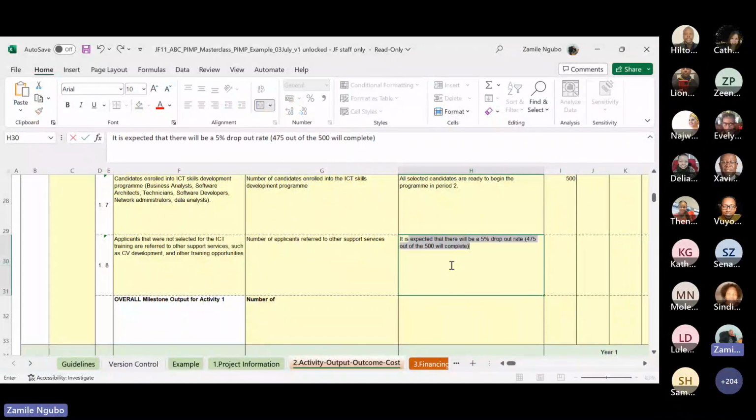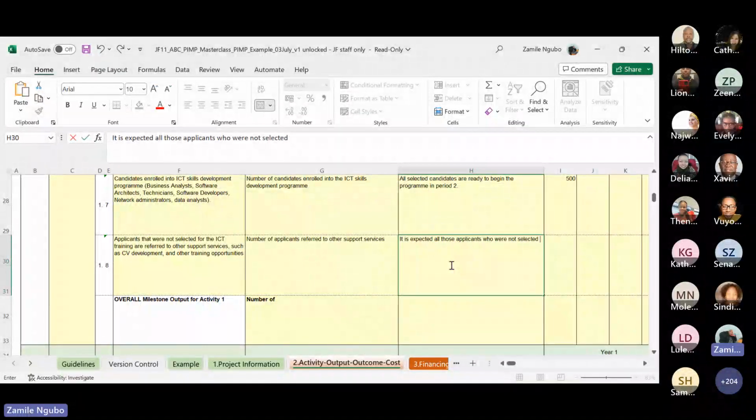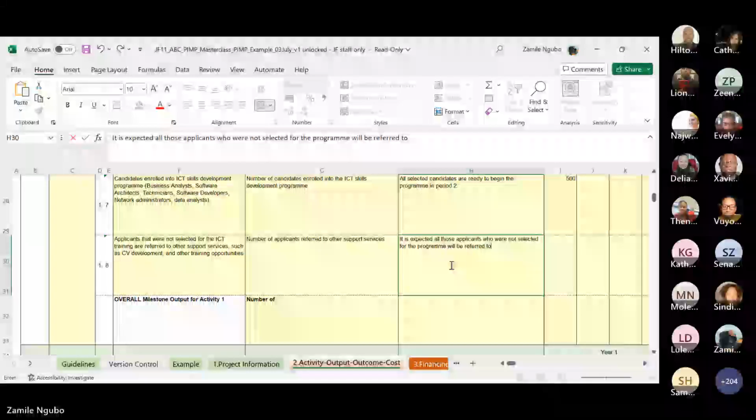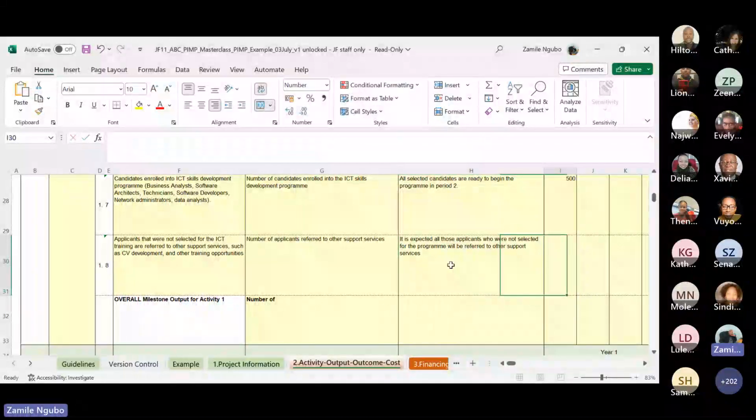So it is expected that this is an assumption: all those applicants who were not selected for the program will be referred to other support services, and that number is 250.